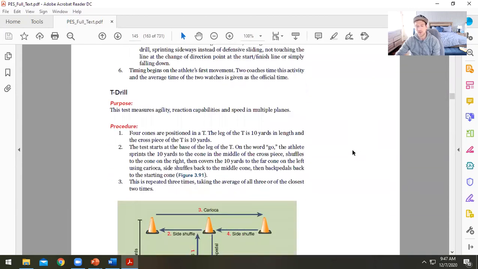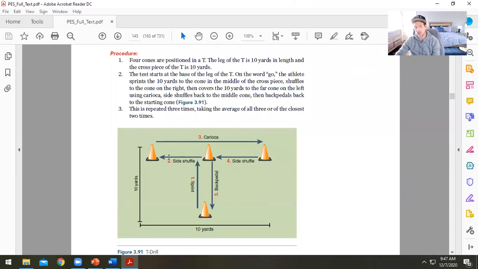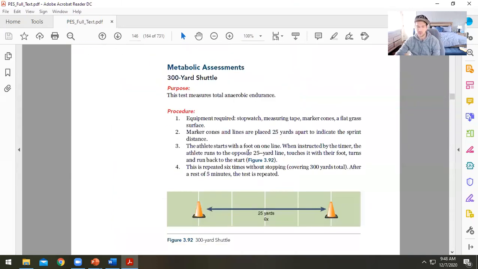T drill, this is one of my favorites. You set up 3 cones and you do a sprint, side shuffle, karaoke, side shuffle, back pedal. So sprinting, side shuffling, twisting all the way, side shuffling again, and then back pedal on the way back. Really, really fun one. We'll do that one in the park as well. It's one of my favorites.